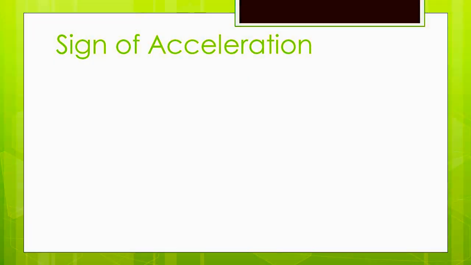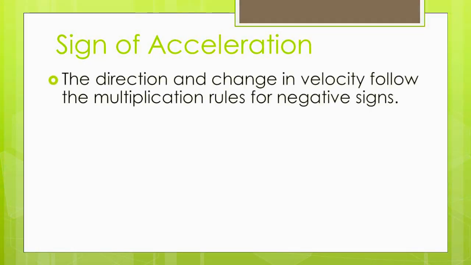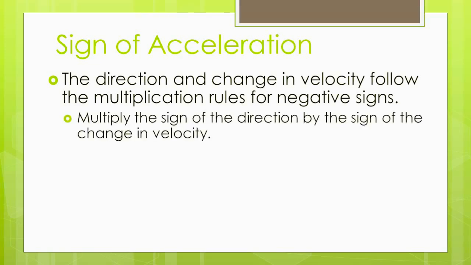If you already know whether an object is speeding up or slowing down, and you know the direction of its velocity, you can calculate the sign of the acceleration using similar rules to those that we use to find the sign for a multiplication problem. Opposite signs multiply together with negative. The same signs multiply together with positive. Multiply the sign of the direction by the sign of the change of velocity.